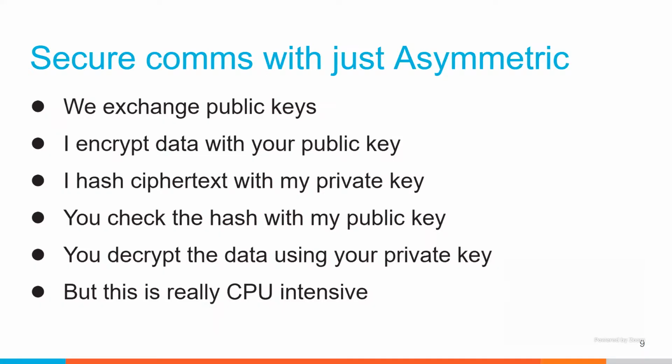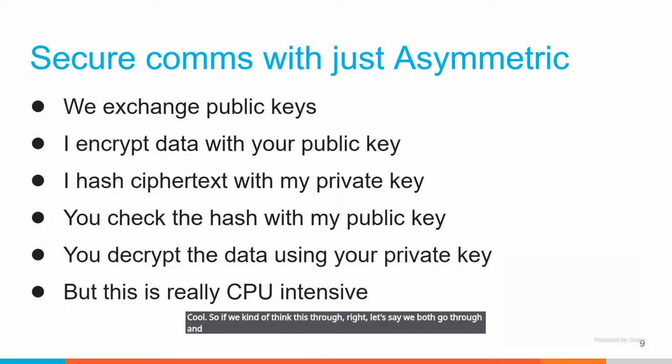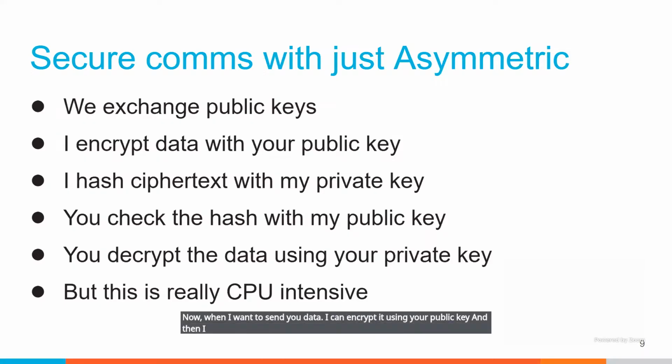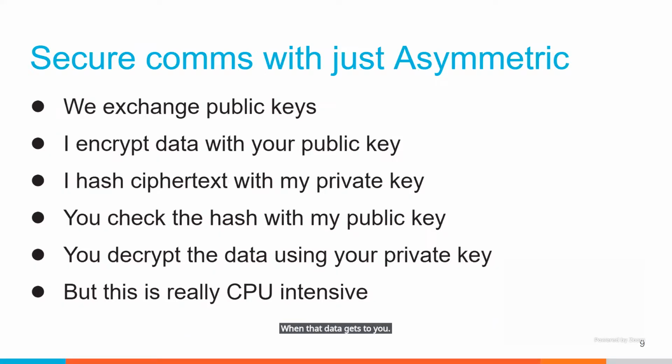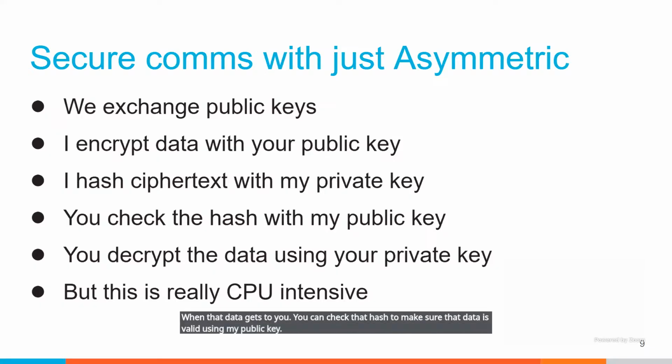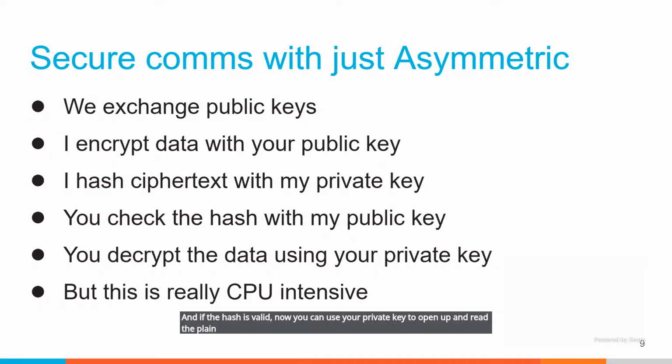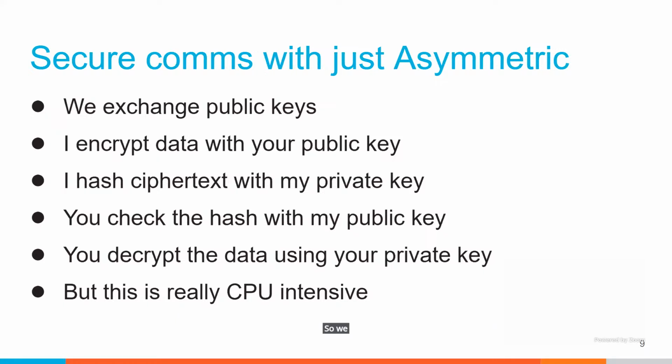Cool. So if we think this through, let's say we both generate our own public and private keys. Then we send a copy of our public keys to each other. Now, when I want to send you data, I can encrypt it using your public key, and then I can sign it using my private key. When that data gets to you, you can check that hash to make sure that data is valid using my public key. And if the hash is valid, now you can use your private key to open up and read the plain text message.